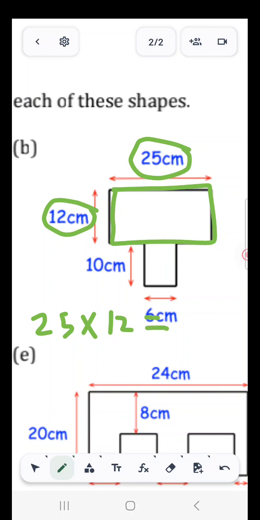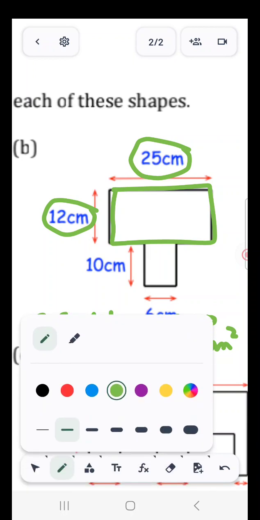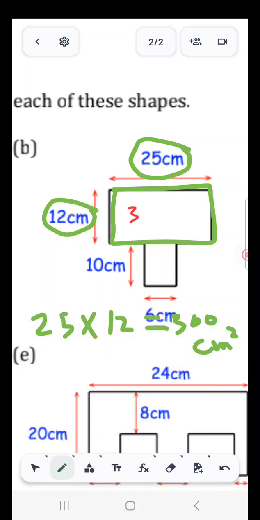If you multiply it, you will get 300 centimeters square, because it's 25 centimeters and 12 centimeters, and area is always written in squares. So it makes 300 centimeters square. I can write the area in this shape, 300 centimeters square.